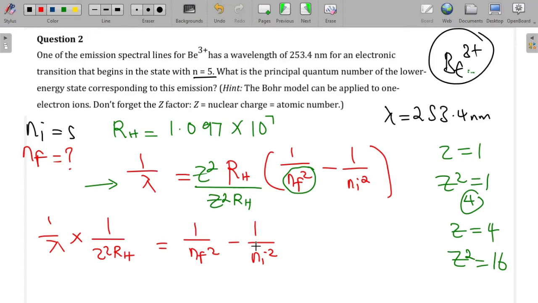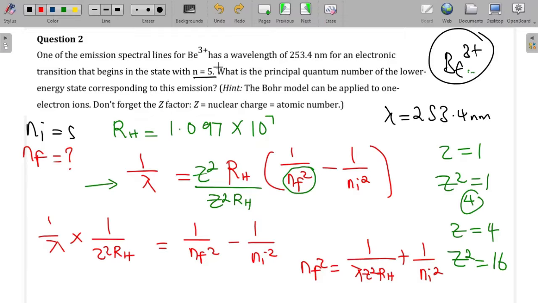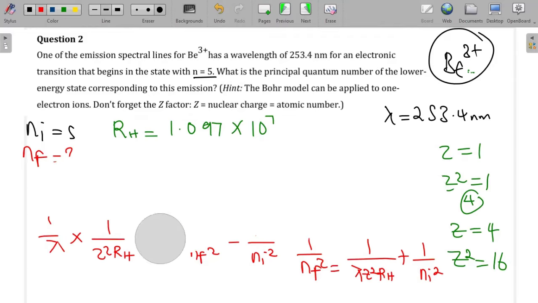So I'm going to make this the subject, so this guy goes to the other side. It will be 1 over nf squared equals 1 over lambda z squared RH, and this guy goes there, so it will be plus 1 over ni squared. That will be the formula that we're going to use to find our nf. Note this should be 1 over nf squared, because I've just taken this to the other side.